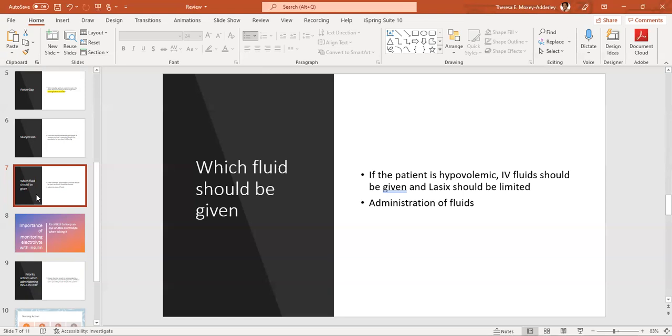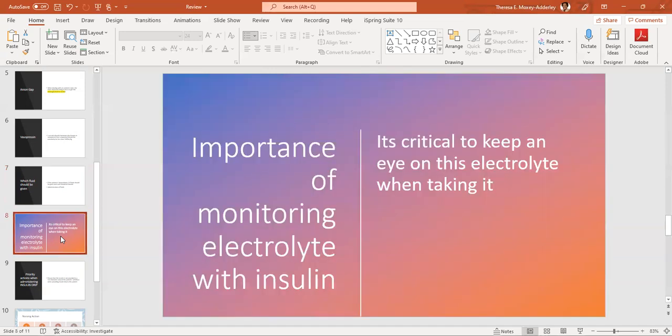What is IV fluids? Another group answered administration. What fluid should be given? Administration of fluids. What fluids? What fluids do you give? Another question. Importance of monitoring electrolytes with insulin. That was the question. What is the importance of monitoring electrolytes with insulin?